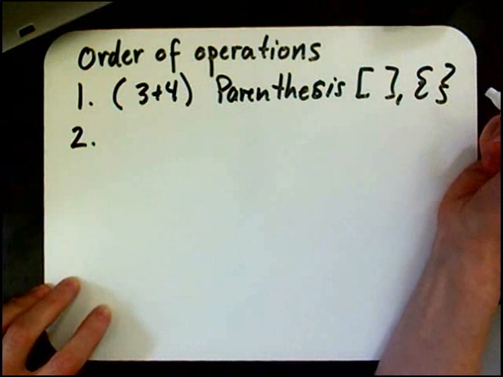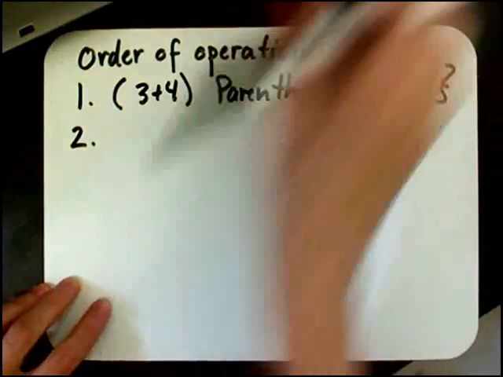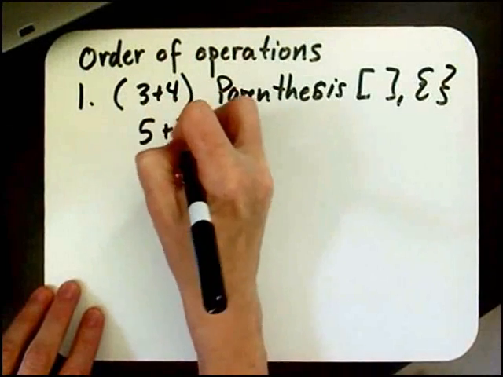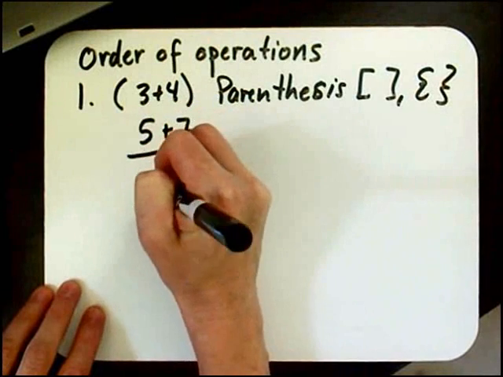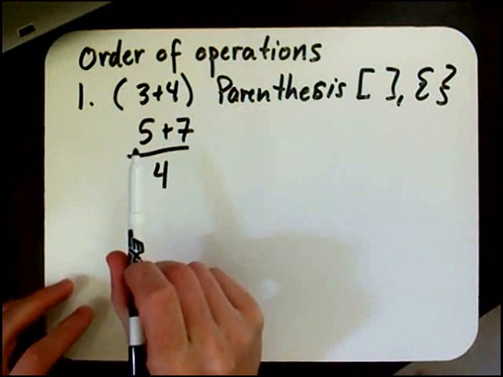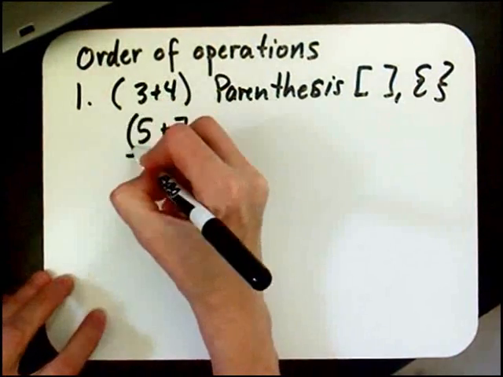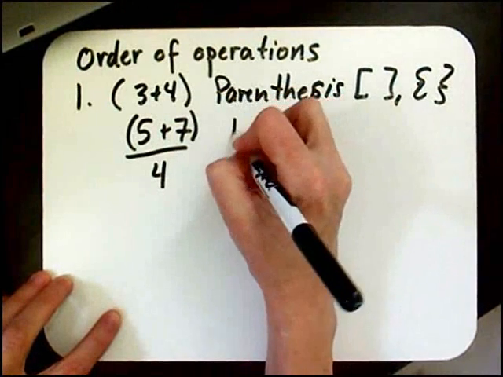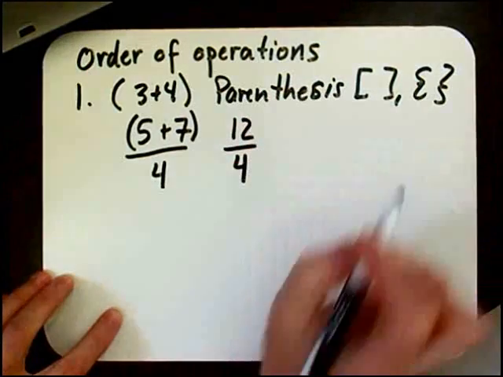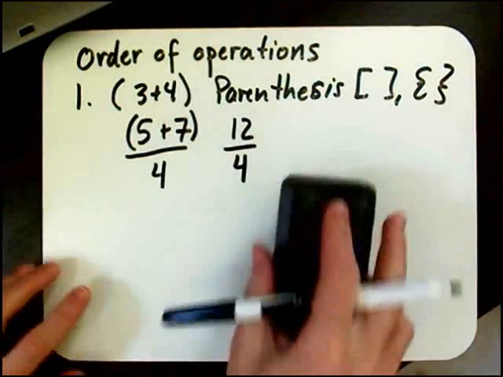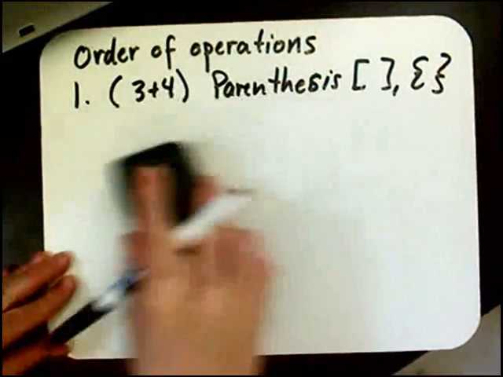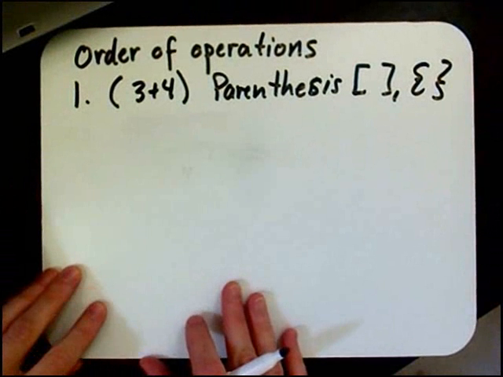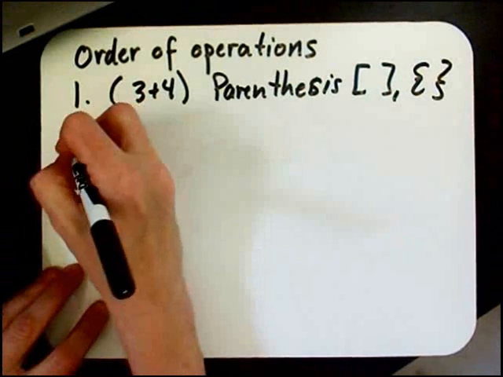And fraction bars. And in fraction bars, what they're talking about is if you have 5 plus 7 all over 4, you want to evaluate what's on that numerator first, because it's almost like there's parentheses around that 5 plus 7. So we would say 5 plus 7 is 12, so 12 over 4. So you evaluate that first. So that's what we do for parentheses, brackets, and braces. Grouping symbols.